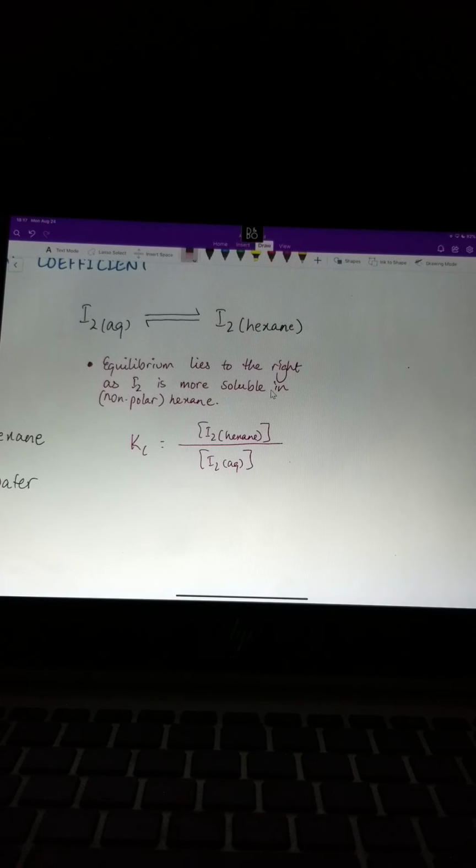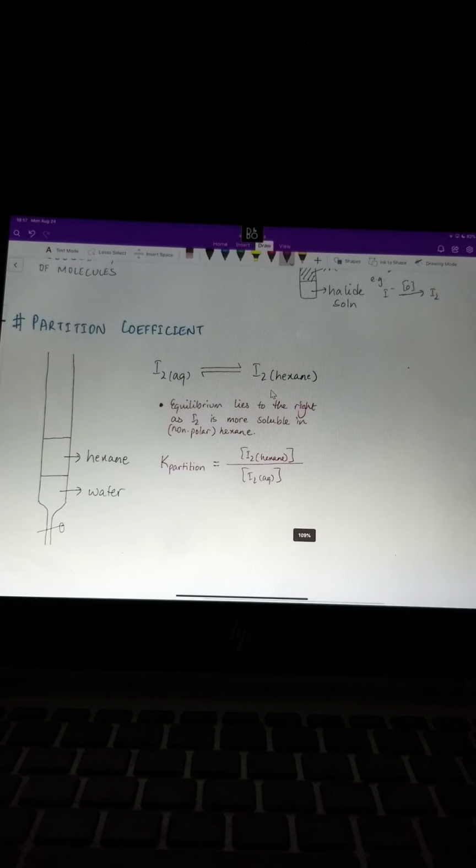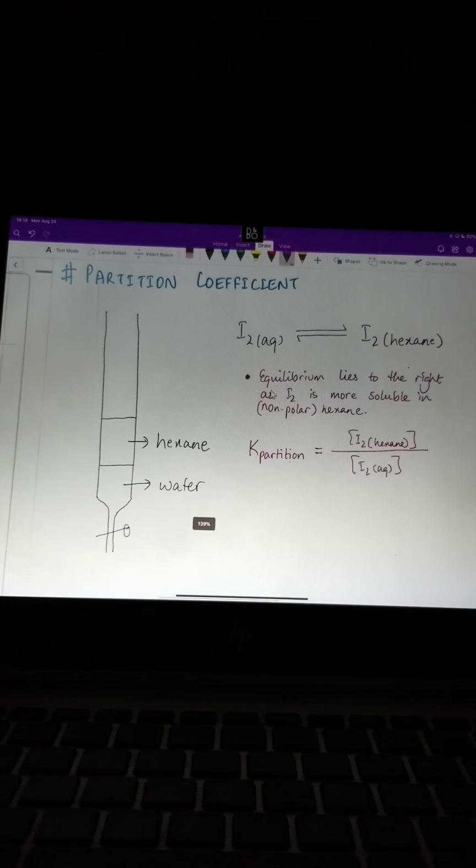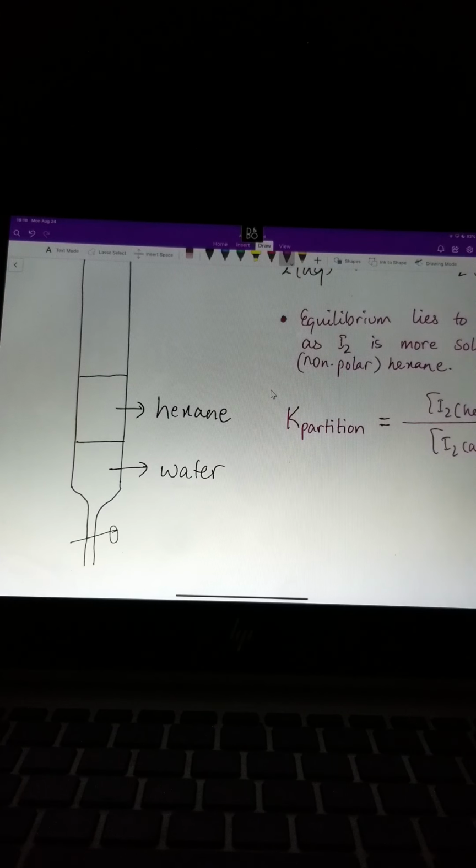Okay. Now, we don't call this Kc, we call this K partition, because the solute is partitioned between two solvents. You understand? Partition, and it's distributed across two different solvents.